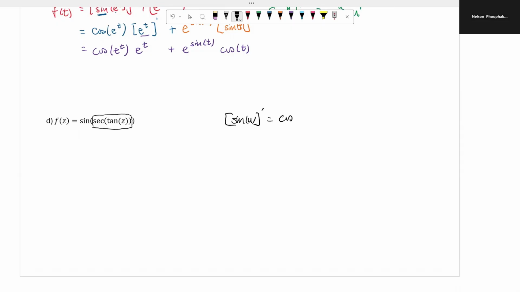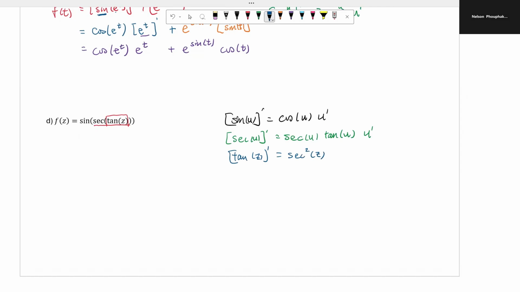So the derivative of sine of u is cosine of u times u prime. Now, the next function is secant of tangent of z. Again, we could consider that as secant of u, so the derivative of secant of u will be secant u tangent u times u prime. And of course, the last one will be tangent of z, and the derivative of tangent of z will be secant squared z.